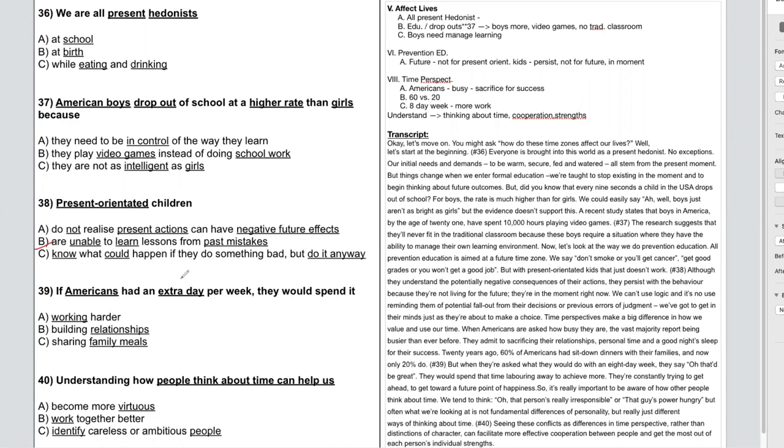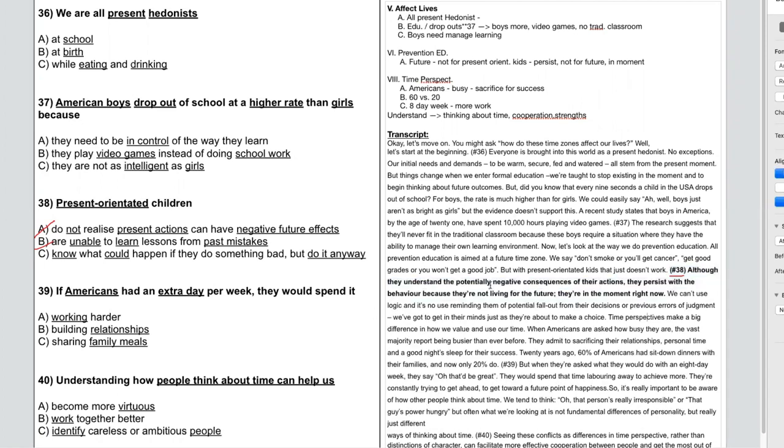which was in our outline, but we also have C, which talks about the conditional and the fact that these children know what could happen if they do something bad. And I remember that the speaker said that these children understand future consequences, but they're living in the moment. So the fact that they can understand their consequences would also eliminate A. And if we were thinking about this as the speaker was actually going through the lecture, we could focus right here in the transcript. Let's take a look. It says, although they understand the potentially negative consequences of their actions, they persist with the behavior because they're not living for the future. They're in the moment right now. And so that is a great clue to show us that C is the correct answer.